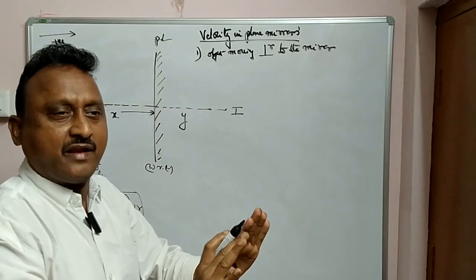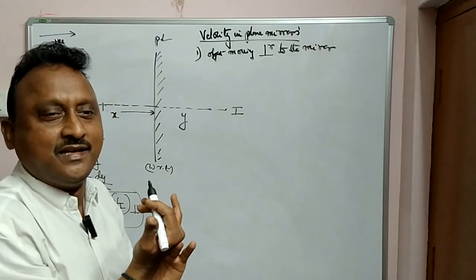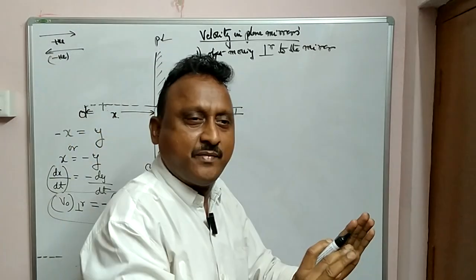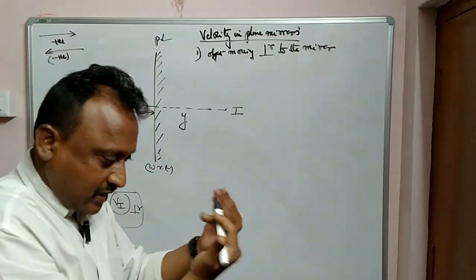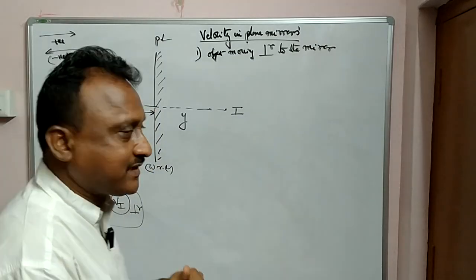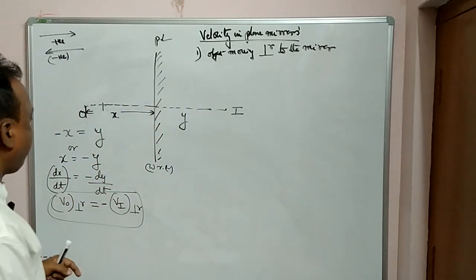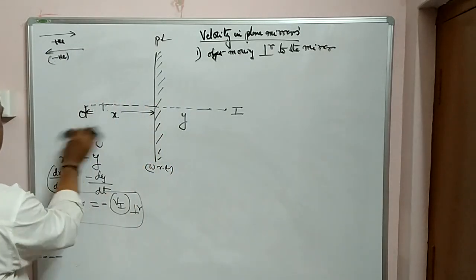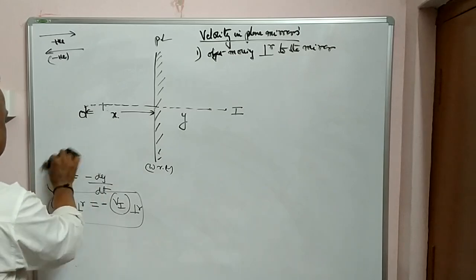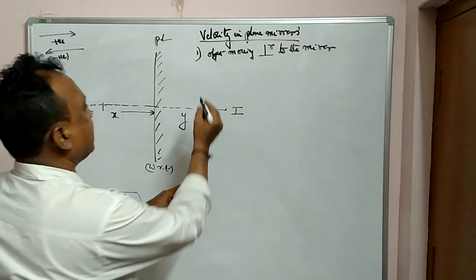If I walk 3 meters towards the mirror, my image comes 3 meters towards me in the opposite direction. If I move 5 meters towards the plane mirror, my image will come forward in opposite direction 5 meters. This is very, very important thing regarding plane mirrors. Okay, clear? Now I will take one formula also for this one. If you note down.